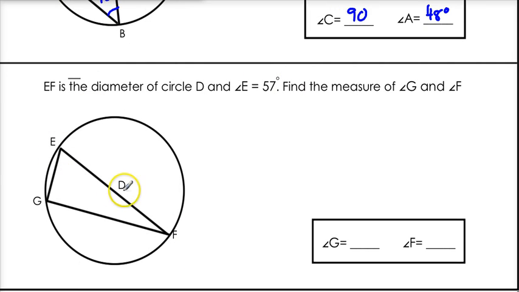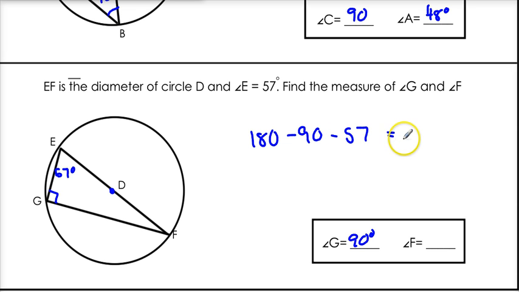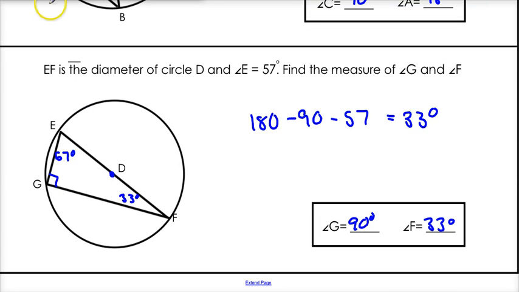EF is the diameter of circle D. If we know E is 57 degrees, so let's fill that in, find the measure of angle G and angle F. Well, once again, since this is the diameter, we know angle G is a 90-degree angle. Since angle G is a 90-degree angle, and we know there's 180 degrees in a triangle, we just do 180 minus 90 minus 57. And what do we get? We should be getting 33 degrees. All right, fill that in. And so angle F is 33. All right, you might have some more problems to practice on with this. You should be good to go.